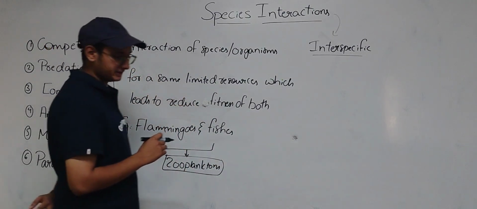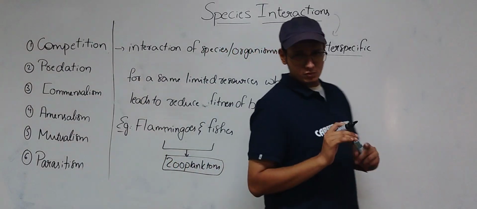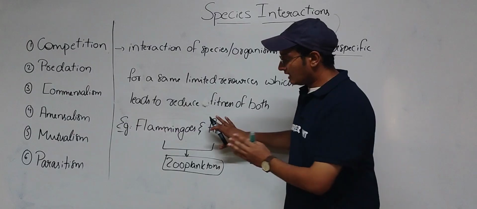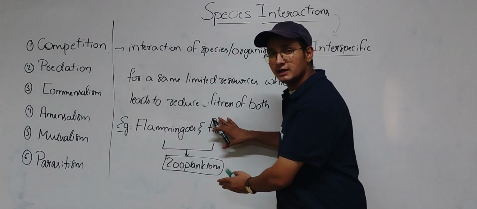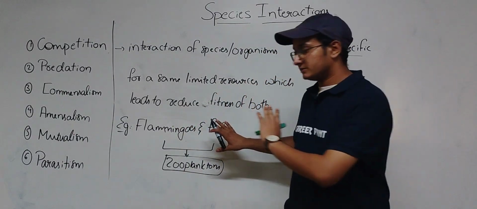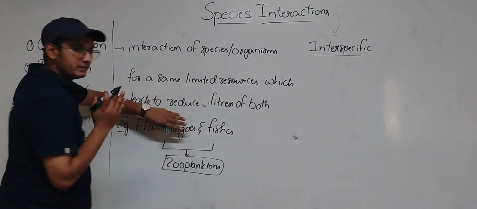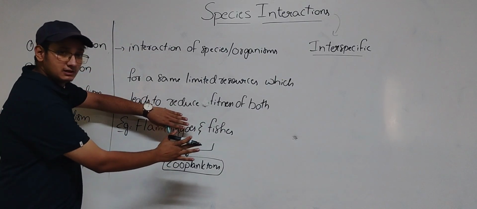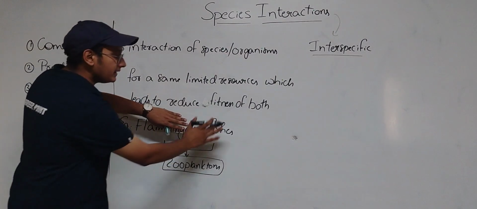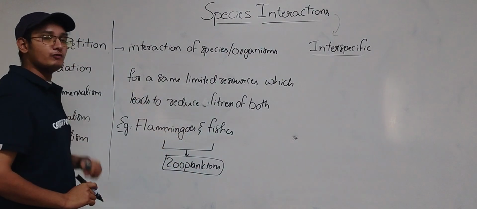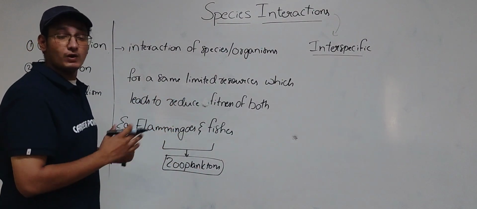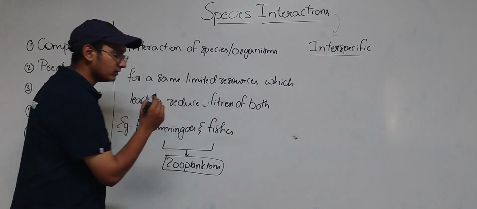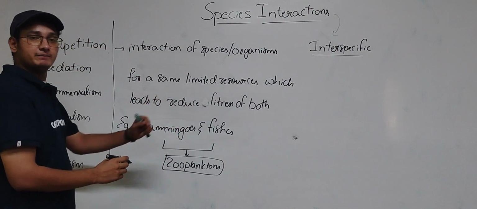What will happen here? First, suppose there are no fishes at all. There are only flamingos. 100% of the zooplankton will be consumed by flamingos. Now suppose there are no flamingos, only fishes. 100% of the zooplankton will be consumed by fishes. Now imagine both are present. 50% will be consumed by flamingos and 50% by fishes.